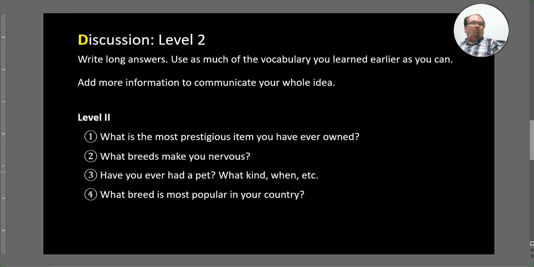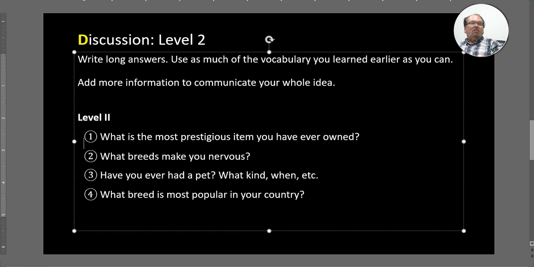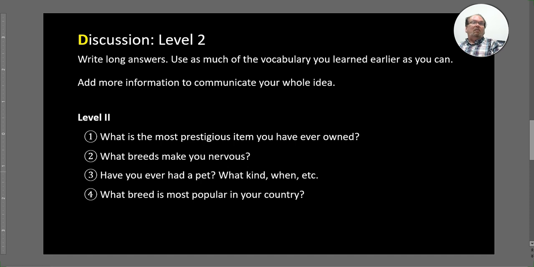What breeds make you nervous? So this is kind of generic. This is what breeds make you nervous. You know, pit bulls. Everybody hates pit bulls. What about you? Have you ever had a pet? I've had many, many pets because my children love animals, and there's so many. I even had a hedgehog, and my friend had a hedgehog. She really loved it. I don't know why. So what breed is most popular in your country?